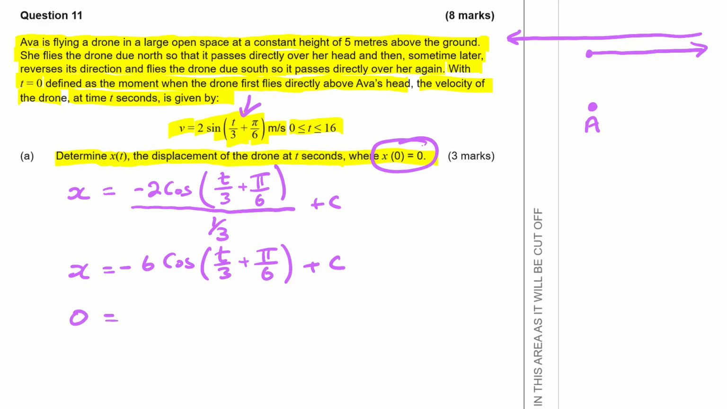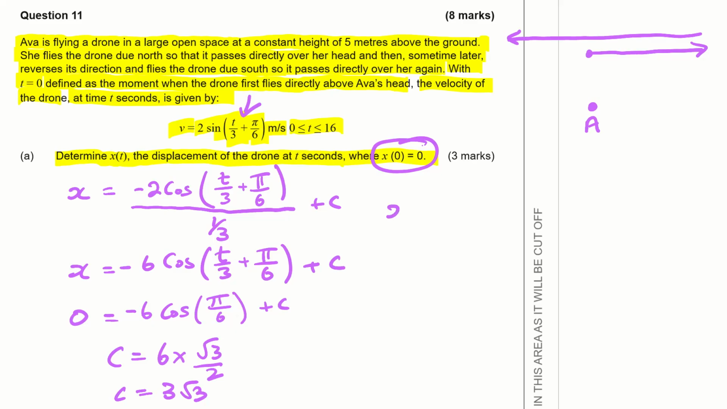But we know this information here. So 0 is going to be negative 6 cos(π/6) plus c, since t is 0. So that will give me that c is equal to 6 times cos(π/6), which is root 3 on 2. So c is equal to 3 root 3. And that gives me then that x is equal to 3 root 3 take away 6 cos(t/3 + π/6).